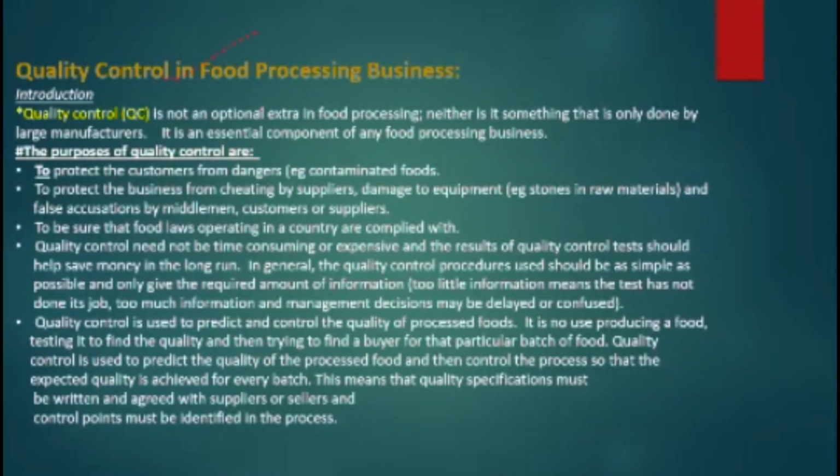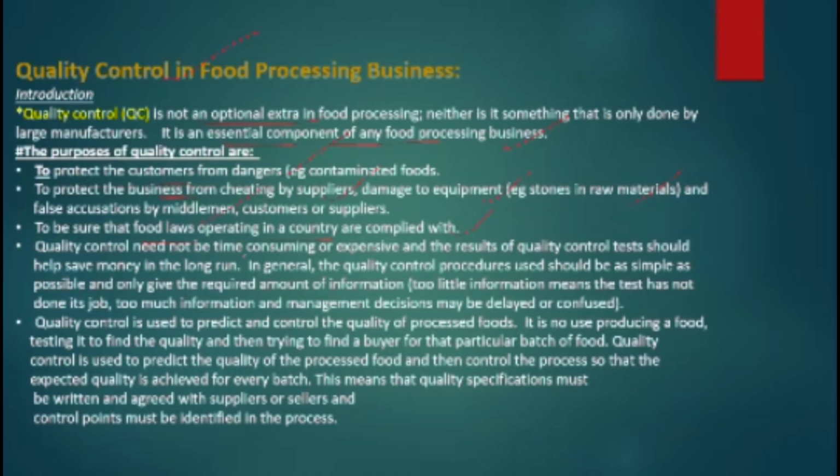Quality control in food processing business. Quality control is not optional. It is an essential component of any food processing business. The purpose is to protect the consumers from dangers, for example contaminated foods. It is used to protect the business from cheating by the suppliers, damage to the equipment, for example stones in the raw materials, and false accusations by middleman, customers or the suppliers. To be sure that the food laws operating in a country are complied with.